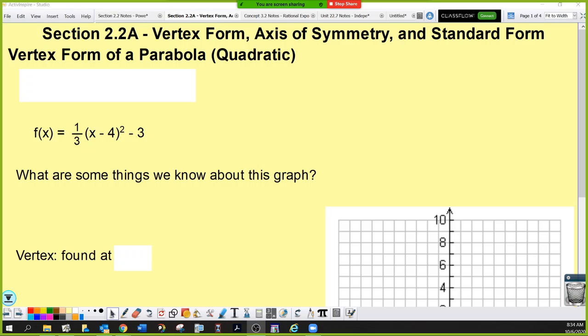So section 2.2a, the notes will be called section 2.2 part A notes, and tomorrow will be part B notes. Today we're going to be talking about vertex form, possibly standard form. I can't really remember. We'll find out.